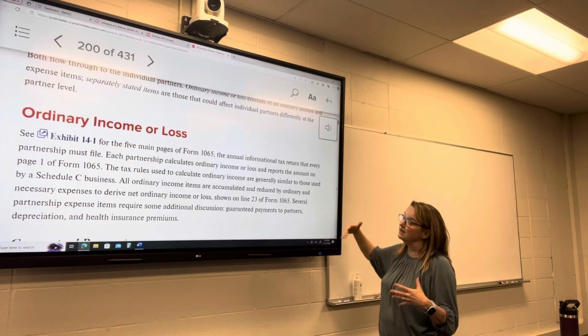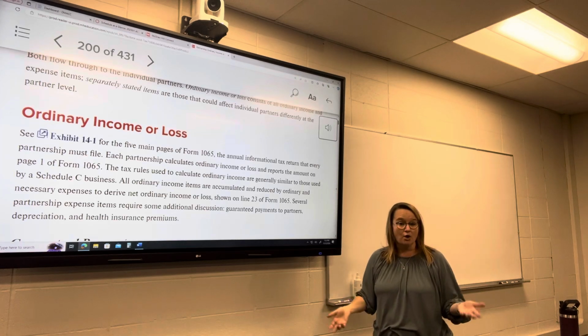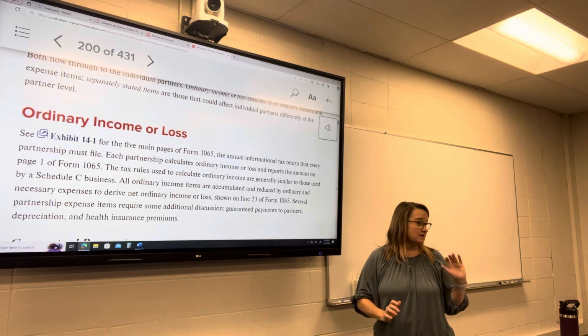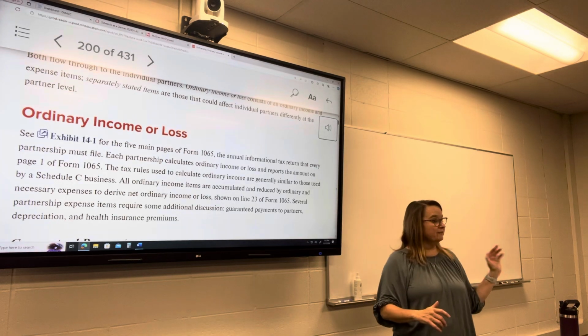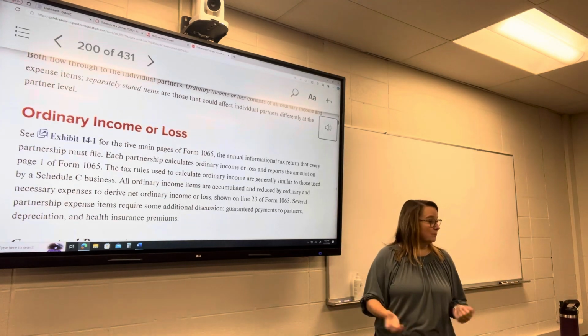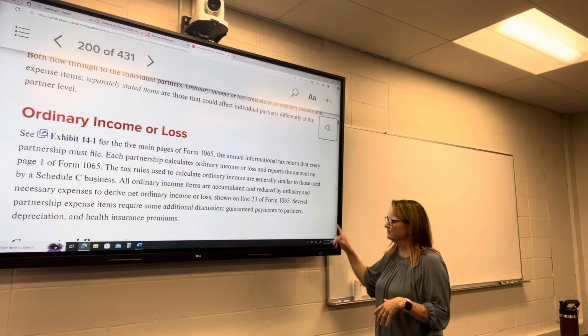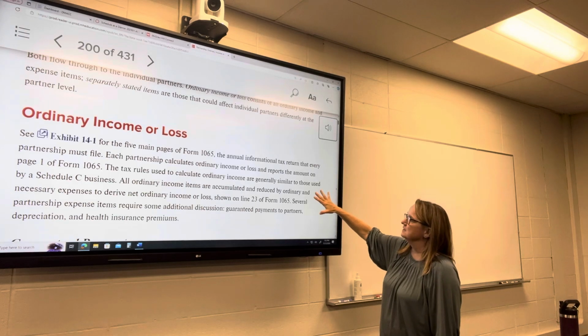Now there could be a loss as well. We could generate a loss, and whether or not that loss offsets other income is dependent upon the individual partners and their outside basis in the partnership. Okay, and we'll talk a bit about that. I don't think we talked about it in this section, but we will talk about how that all works.